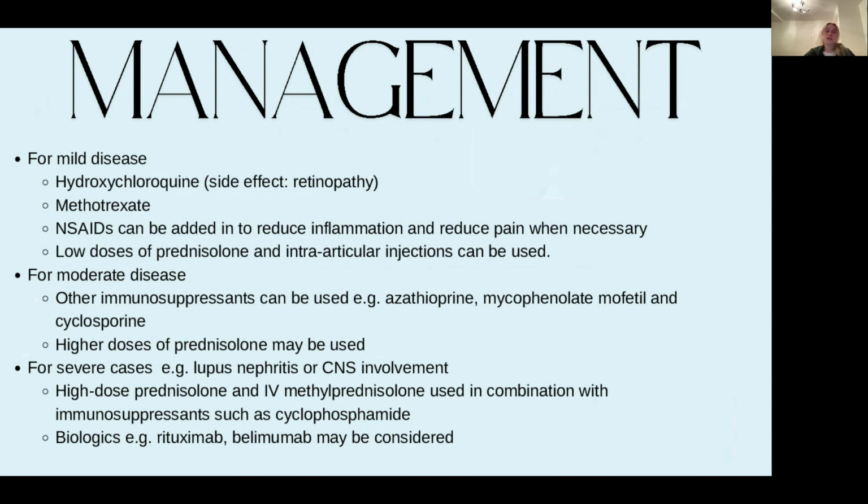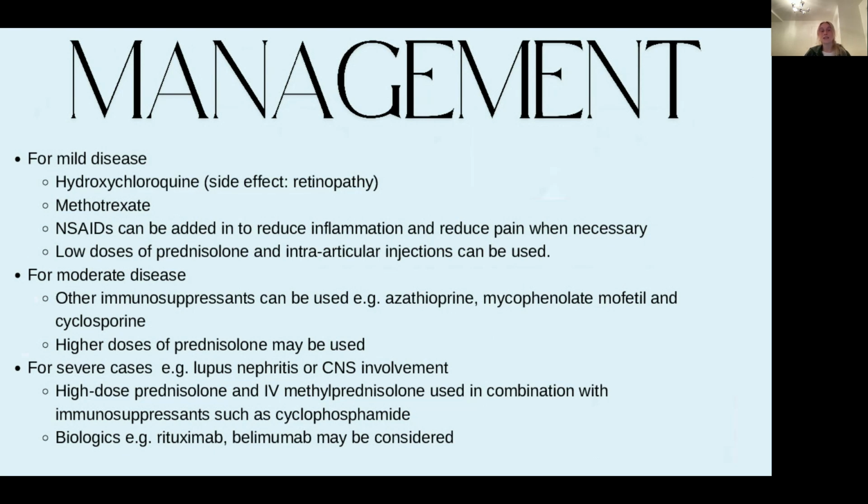For moderate disease, so this is when maybe you're having more internal organ involvement, you can add in other immunosuppressants, so things like azathioprine, mycophenolate, and cyclosporine. These are more aggressive forms of treatment. And then we can use some higher doses of prednisolone if necessary.